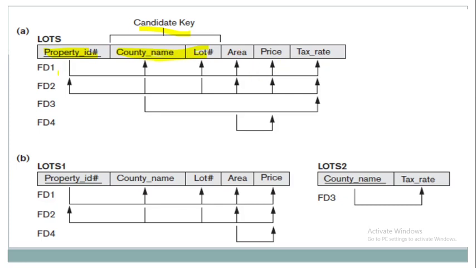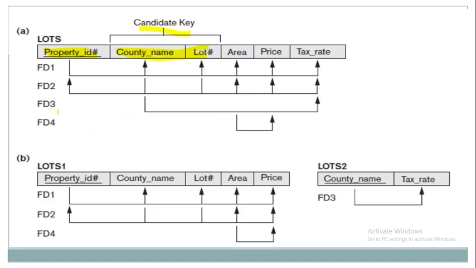Now as you can see in functional dependency 1, using the property ID, I can determine county name, lot number, area, price and tax rate. The non-prime attributes are fully functionally dependent on the property ID. Let us look into the second functional dependency. County name and lot number determine property ID, area, price and tax rate. The non-prime attributes like area, price and tax rate are fully functionally dependent on the prime attribute. Nothing wrong in it.